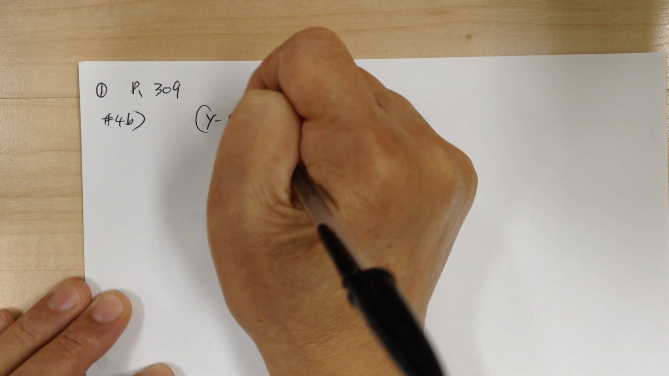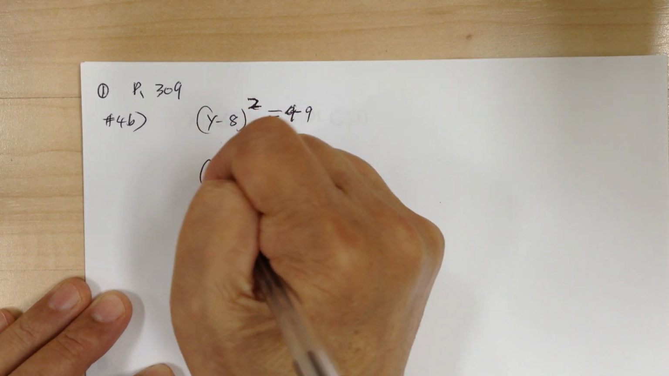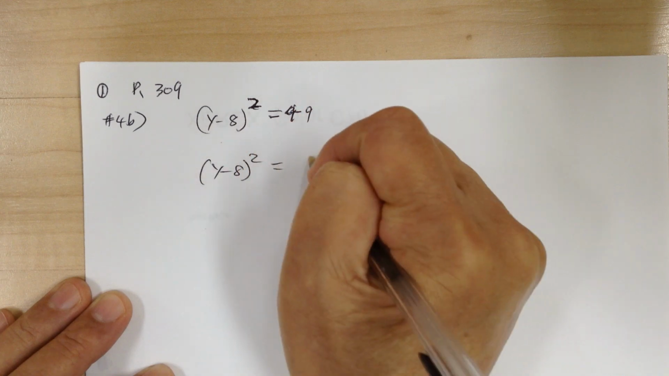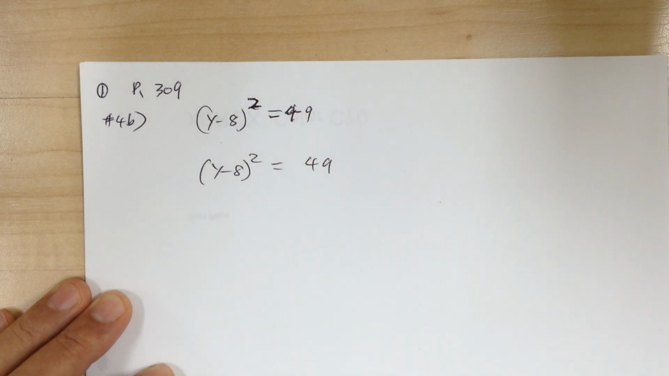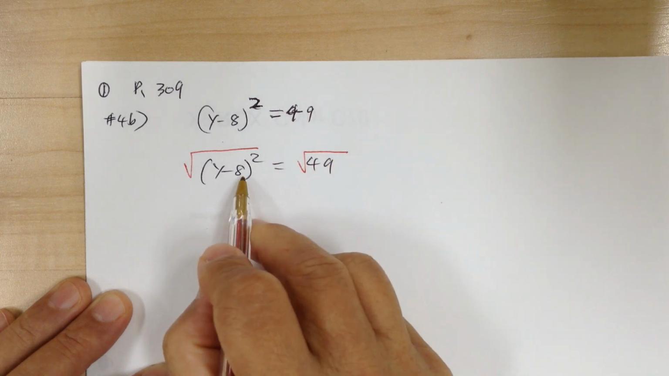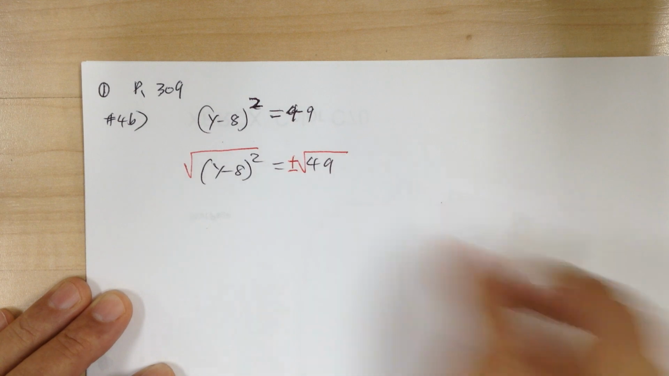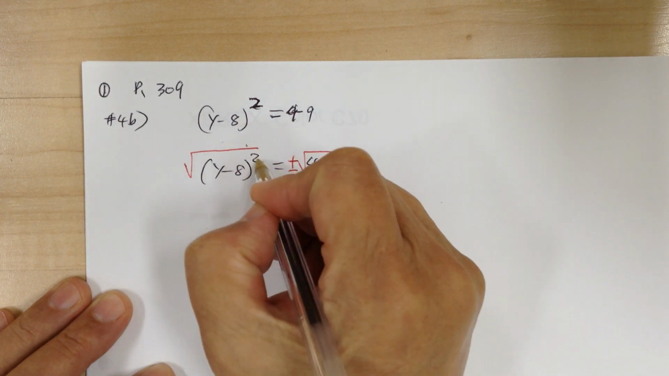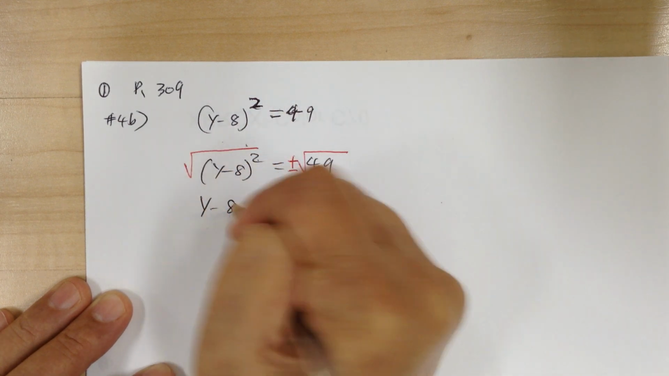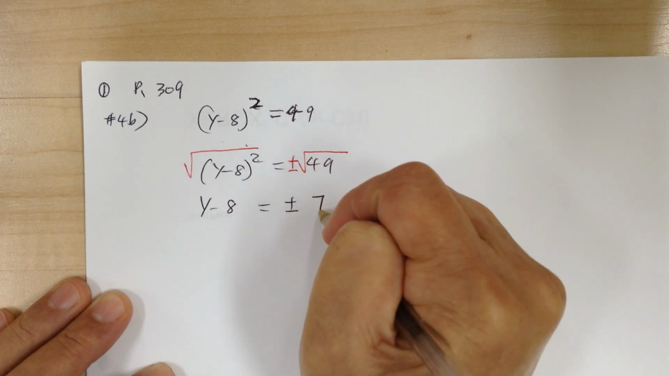Okay, so this is already a perfect square, so you can take the square root. So go ahead and take the square root on both sides. Now when you take the square root, you need to put plus or minus over here, so that's very important. Okay, and then the square and square root cancel out, so you've got y minus 8 equal to plus or minus, and the square root of 49 is 7.